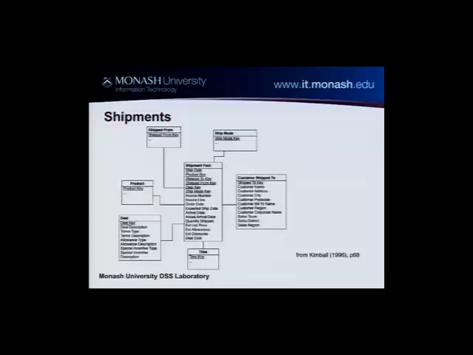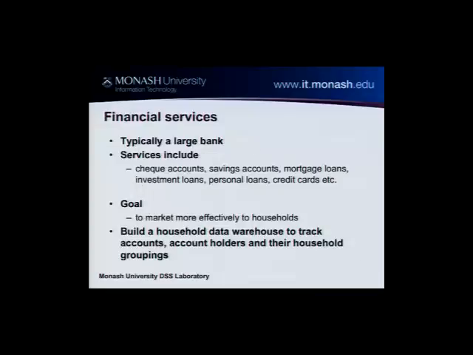All right. Let's push on to financial services then. Most banks have got data warehouses, most insurance companies have got data warehouses and things like that. Imagine this scenario. Imagine there's a large bank. They've got these different financial services offered to their customers: a checking account, a savings account, mortgage loans, investment loans, personal loans and so on. And they want to be able to market more effectively to households. Now, this is a very common marketing problem for banks.